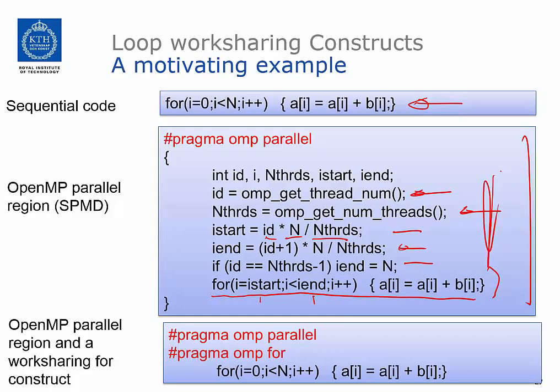With the for work sharing construct, all you need to do is to put the pragma omp for just before the for loop, and then the compiler will generate basically this code for you, but you don't need to see it as a programmer. If you want to make it even shorter, you can just write like this: pragma omp parallel for on the same line. So you can have parallel and for on the same line, and that works just as well as having two lines here.